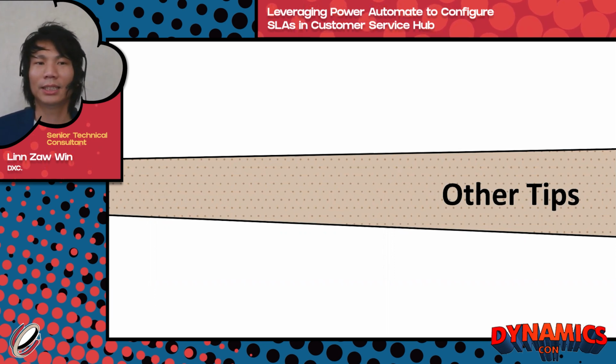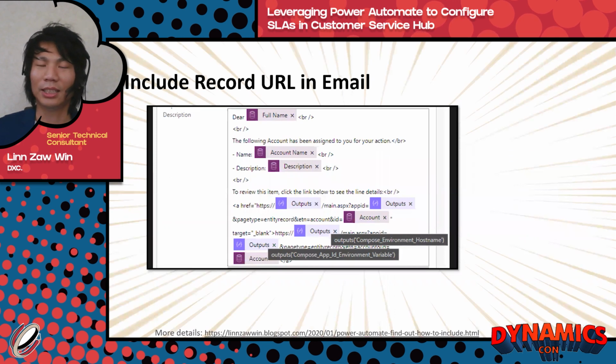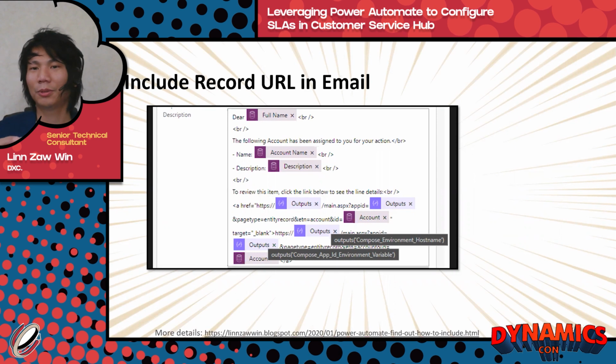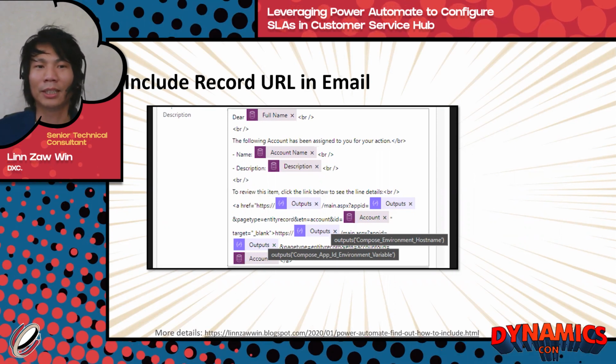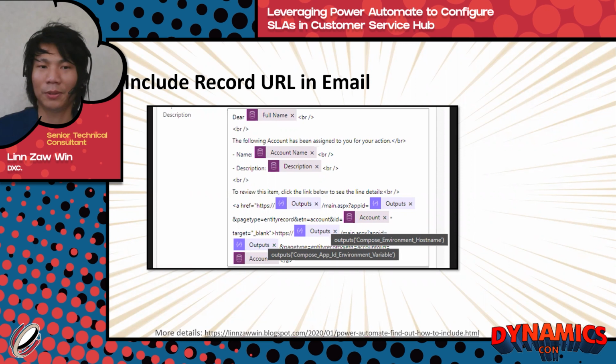The first one is including the record URL in the email. In classic workflow, it's really easy because we can use the dynamic record URL as one of the available parameters, and we can just use that parameter to get the record URL in the email. But in the flow, we have to build the URL ourselves.